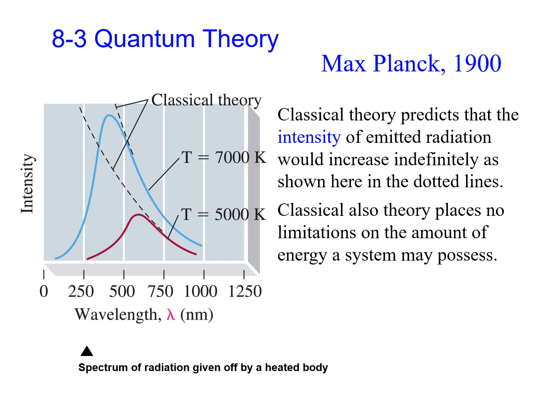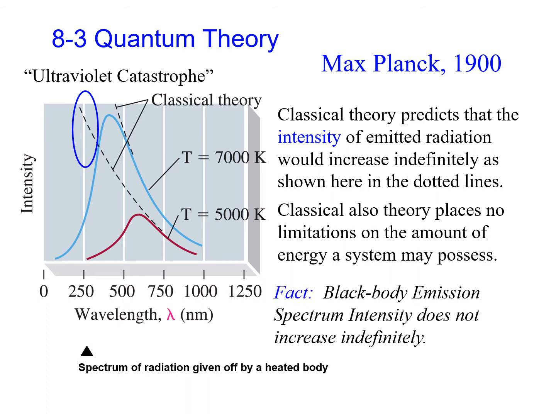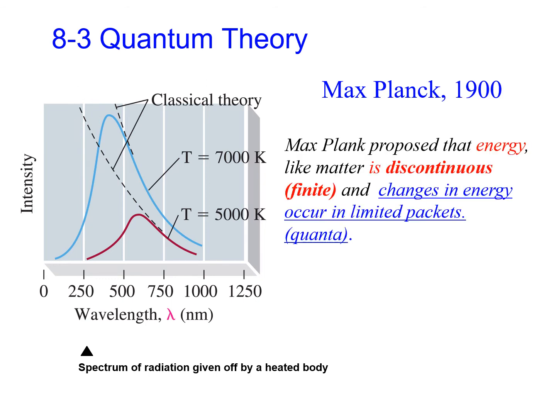Classical theory also places no limitations on the amount of energy a system may possess. Well, we know that can't be true, and where the failure occurs is in the UV spectrum at very high temperatures. The fact is that black body emission spectrum intensity does not increase indefinitely. That's where classical physics, in simplified terms, fails. So we had to develop a new model, if you would, to describe the observations.